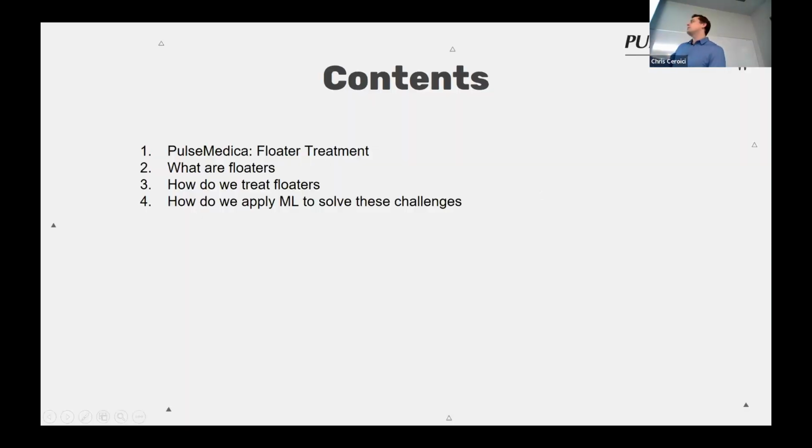Okay, just a brief summary. We'll talk about what PulseMedica is doing, and I'll give you a spoiler: we're dealing with floaters. So we'll talk about what floaters are, and then how we are using machine learning to treat this condition.